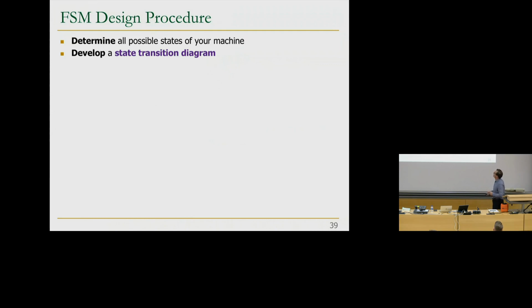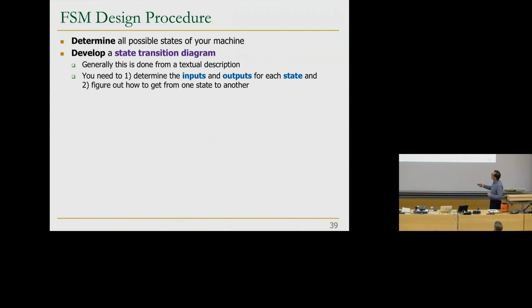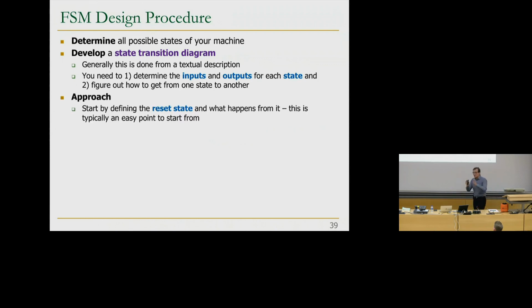Okay, so let me finish with the finite state machine design procedure very quickly. Basically, if you want to design a finite state machine, you first determine all possible states of your machine, and start with a state transition diagram. Generally, you start with a textual description and then put that onto a state transition diagram. Of course, you need to determine your inputs and outputs for each state and figure out how to get from one state to another. And then the approach is you should start with the initial state. What is the initial state of the finite state machine, and what happens from it? Okay, I said that. And then continue to add transitions and states.